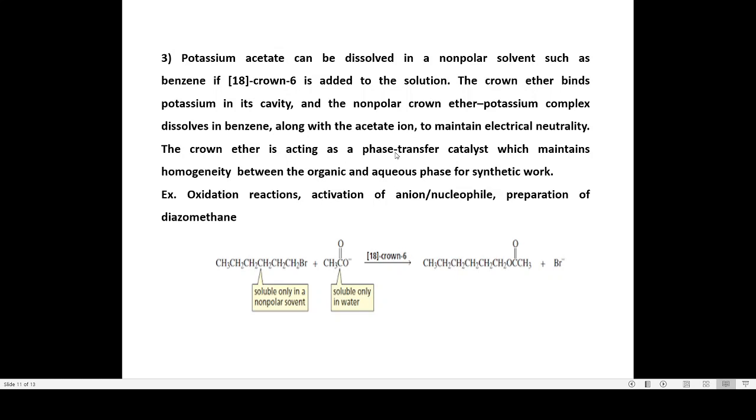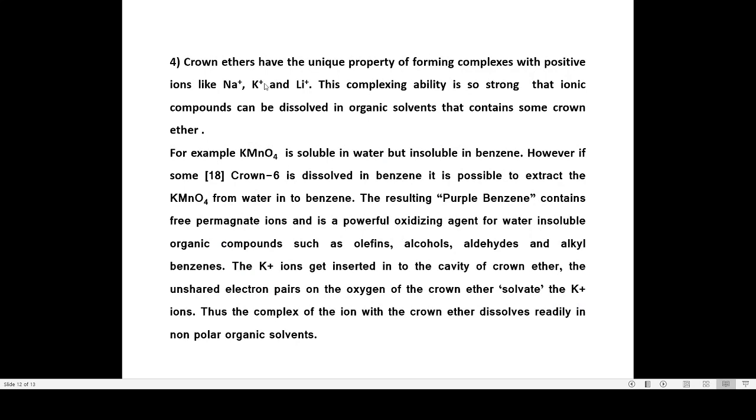And this phase transfer catalyst can be applied to many reactions like oxidation reactions, activation of an anion or a nucleophile, and the preparation of diazomethane. And the crown ethers have the unique property of forming complexes with positive ions like Na+, K+, and Li+. This complexing ability is so strong that ionic compounds can be dissolved in organic solvents that contain some crown ether. For example, KMnO4 is soluble in water but insoluble in benzene.